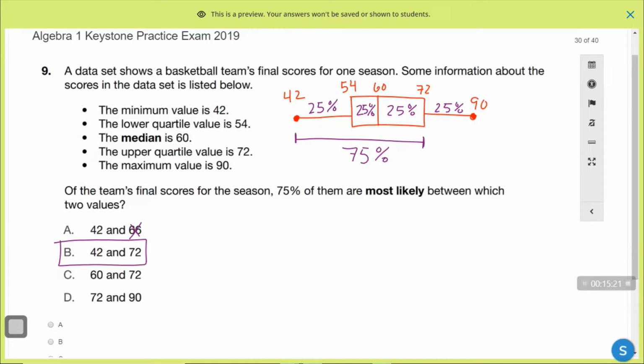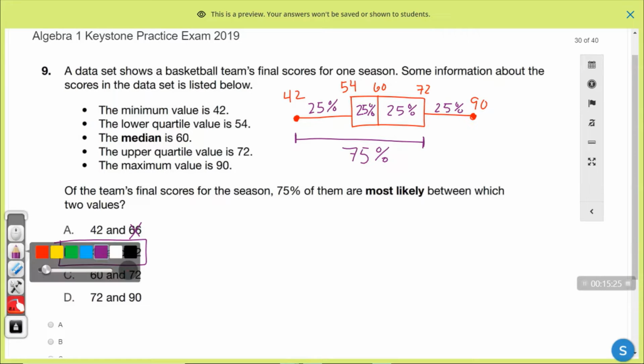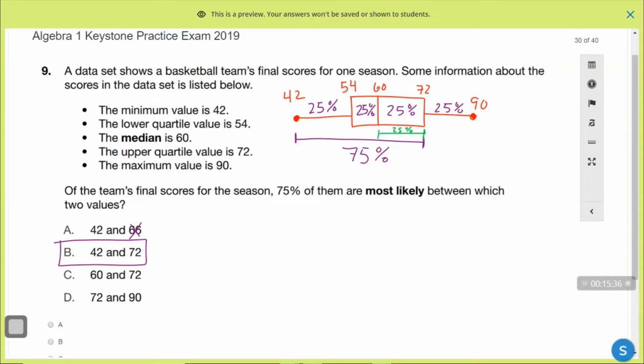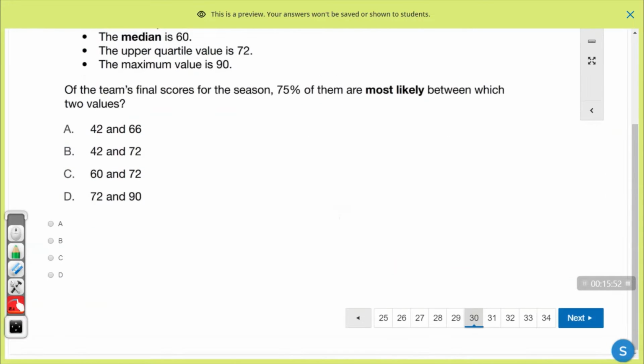Let's verify that the other ones are not the answer. Between 60 and 72, I'll do this one in green. If I come between 60 and 72 here, we said that's only 25%, not 75%. And between 72 and 90, that is also another 25% there, not 75%. So neither of those would work in this case either, leaving B as my answer, the only one that gives me a range there of 75% of the data.